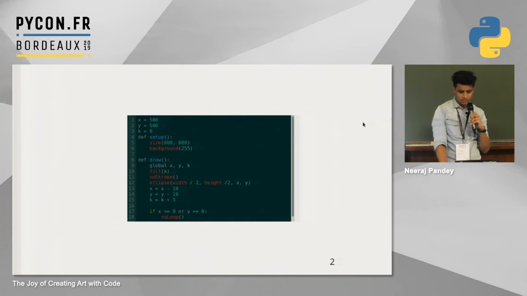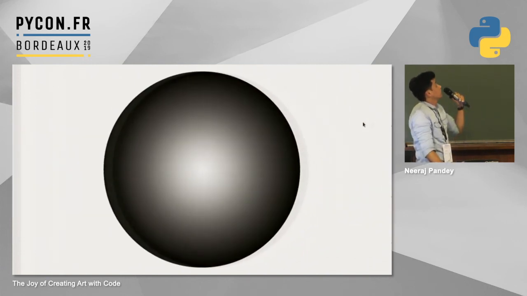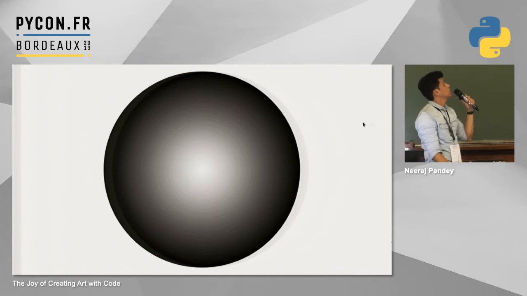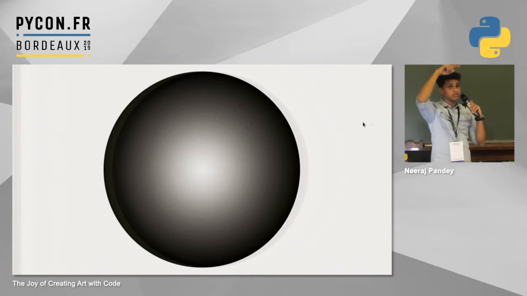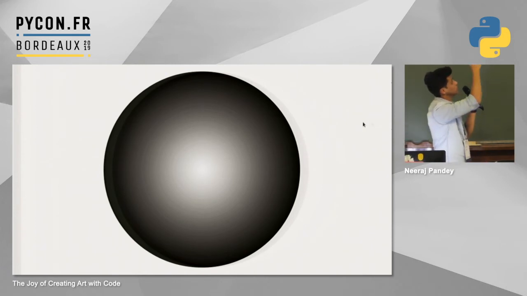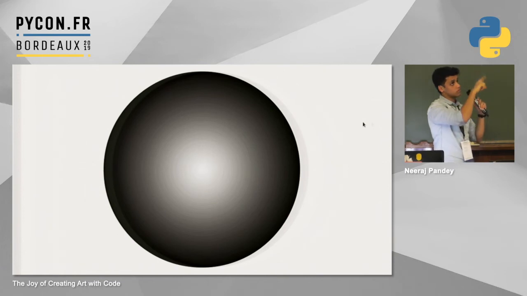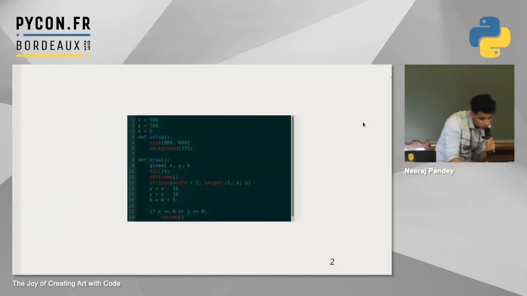Okay, so the output of this function is something like this. It's more like a gradient fill: you have the first outer circle, then as you progress, you keep decreasing the radius of the circle and changing the fill color of the background.